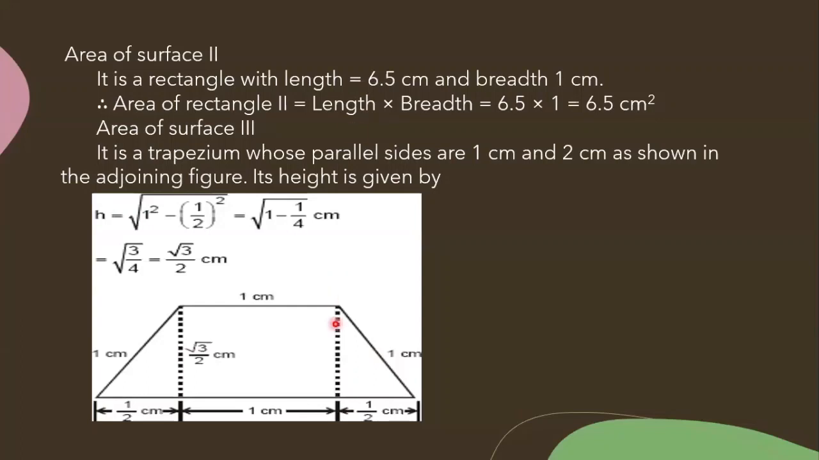Any doubt? No, ma'am. Anyone have any doubt? So the height of this trapezium, we have got root 3 by 2. Any doubt, children? No, ma'am. Shall we move on to the next one? I will find the area now by using the area of a trapezium.